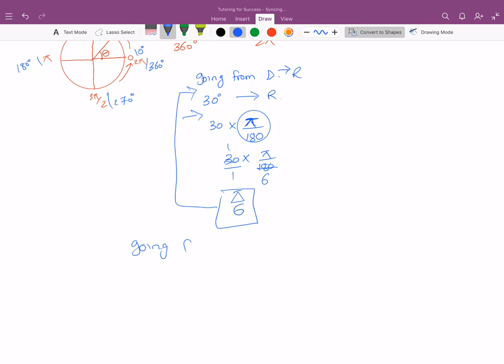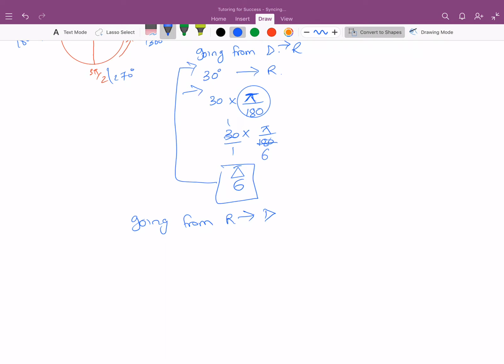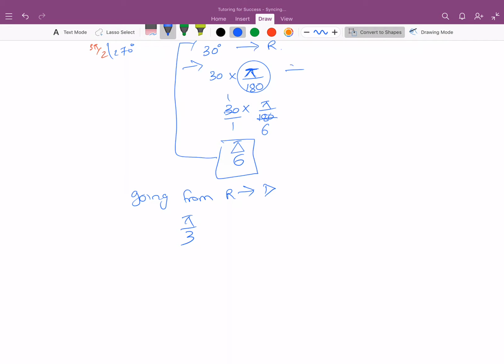Now going from radians to degrees. Let's choose some random, easily computable numbers. Let me say pi over 3. I'm converting pi over 3 into degrees. What do I do now? You noticed that we multiplied by pi over 180 when we were going to radians. When we are going to degrees, we're going to do the exact opposite. We're going to multiply by 180 divided by pi.